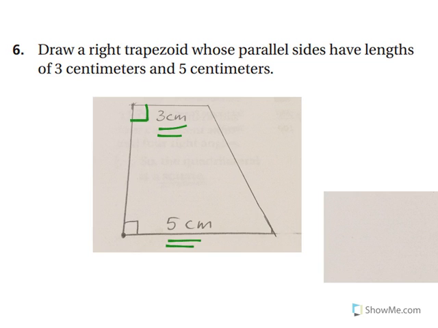So basically we're looking at the two right angles. Those are the only two right angles. And then we have the two parallel sides are 5 and 3 centimeters. And then you're just going to connect the two endpoints on the right-hand side. That's all you should do. Hopefully this made total sense to you, and best of luck moving forward.